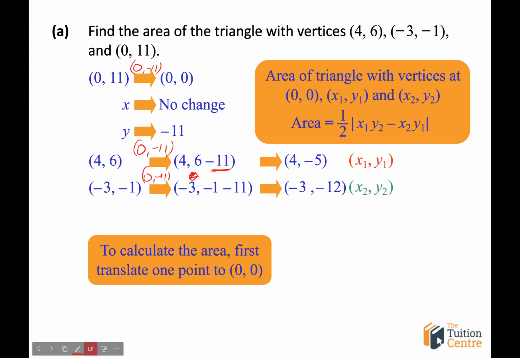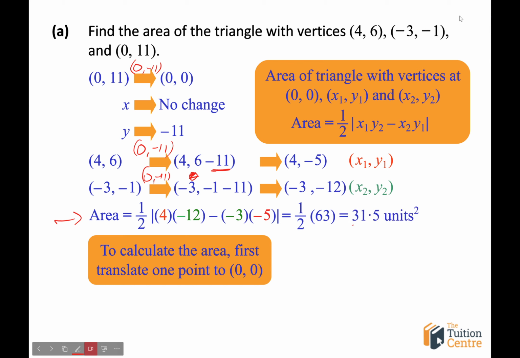We're going to fill it into our formula. The area formula from page 18 of the table book is the area is a half the modulus of x1 times y2 minus x2 times y1. When we fill it all in, we end up with the modulus of -63, which will become, of course, plus 63. It will be 31.5 units squared once we multiply it by half. So your area is 31.5 units squared.